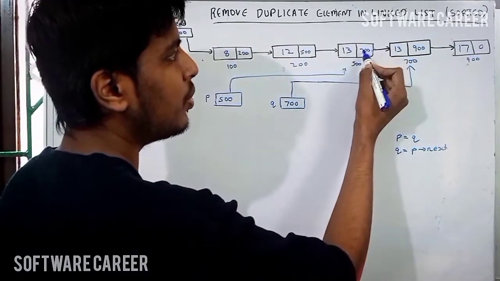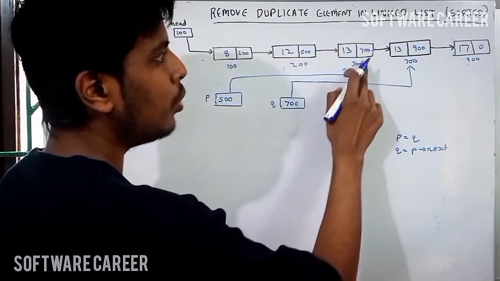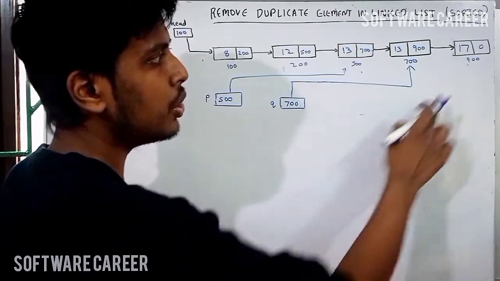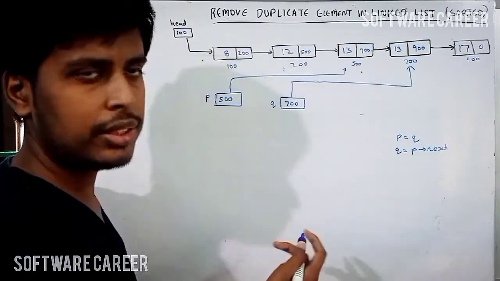You should make a link between the third node and the fifth node. How can you make it? See here. Now instead of 700, you should write the address of the fifth node, 900. How can you make it? See.